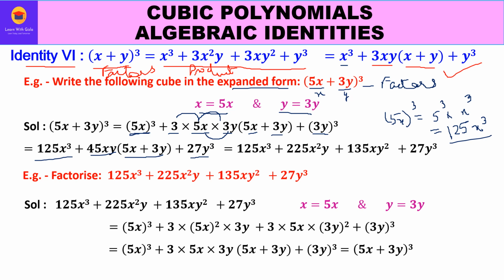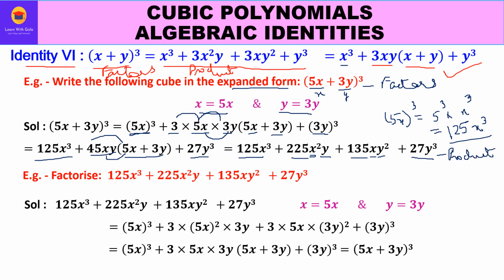Now further we will simplify the brackets. So 125x cube as it is. 45 into 5 you will get 225. x into x will become x square, that's why x square has come, and y. And now 45 into 3 you will get 135. x as it is, and y into y you will get y square, and 27y cube. So this is the product which we have got after expanding the factors.